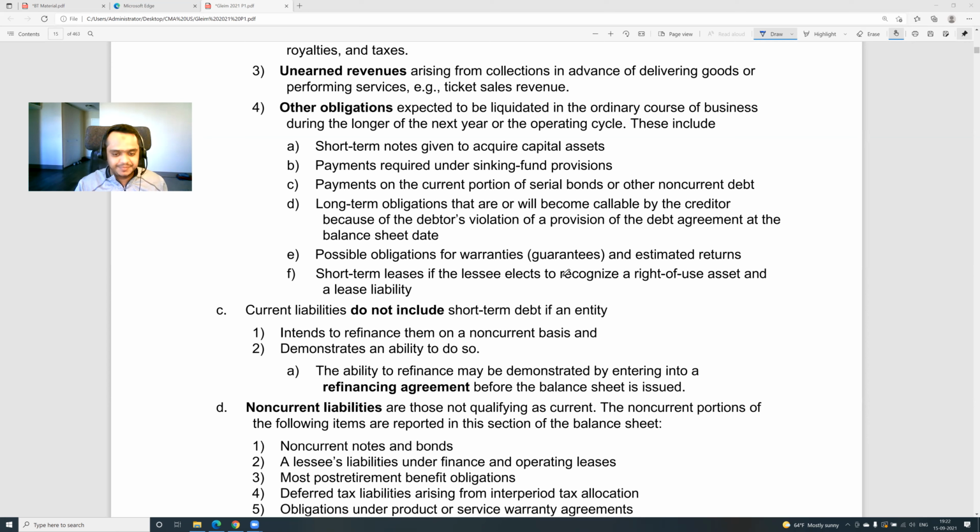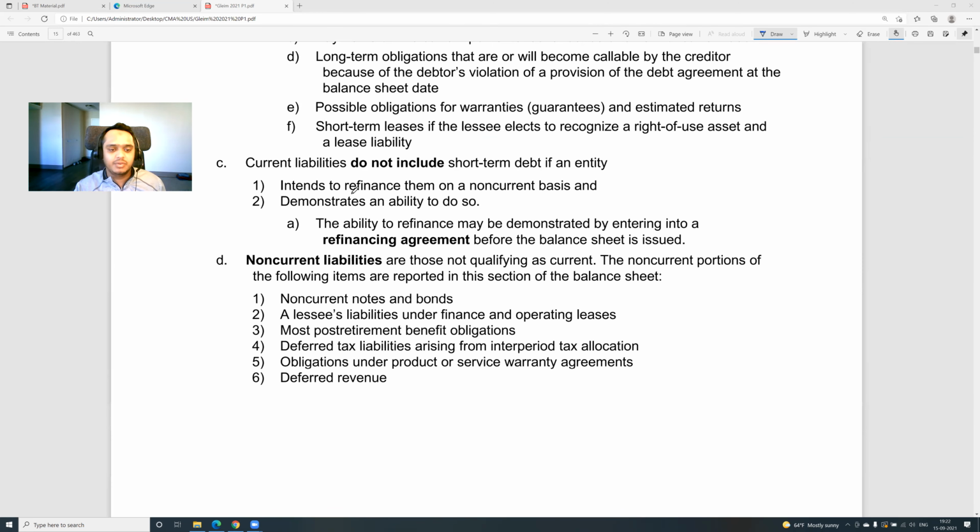Now, current liabilities do not include short-term debt if any entity intends to refinance them on a non-current basis and demonstrates an ability to do so. It means if they are going to refinance it and it will not be there in the short term or in the current liabilities, it will be under the non-current liabilities only.